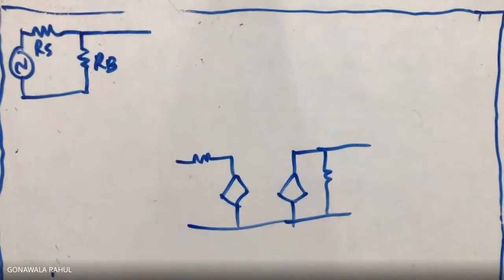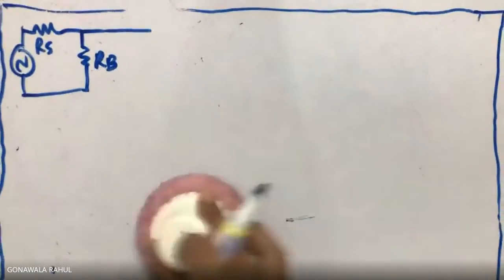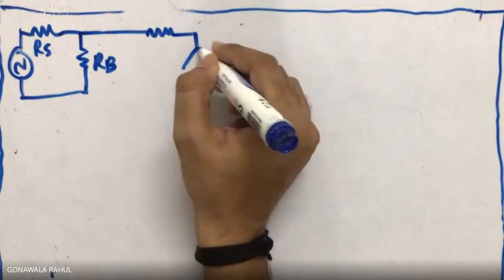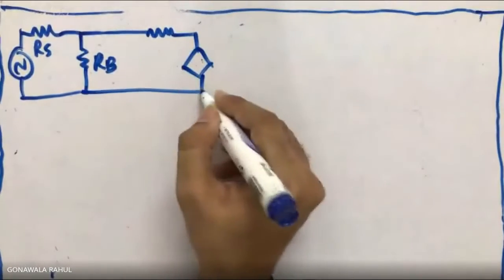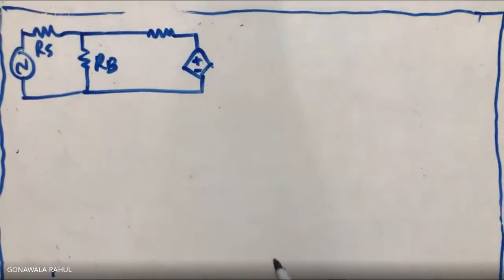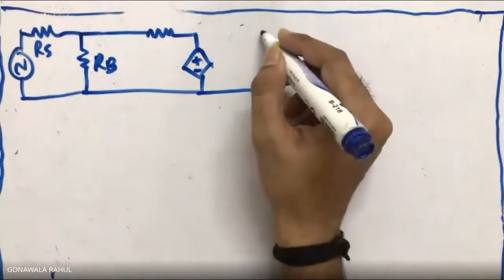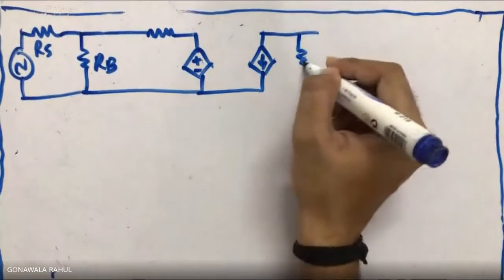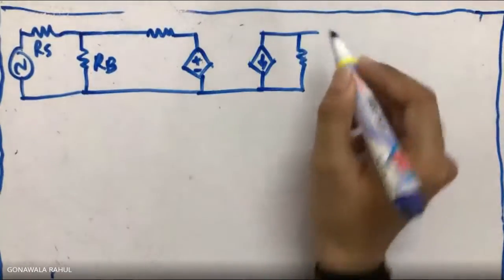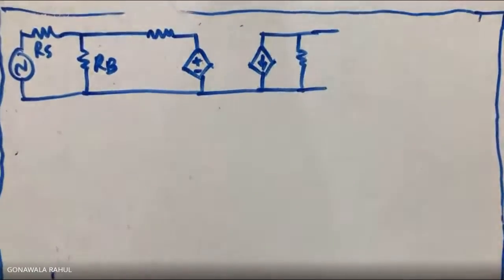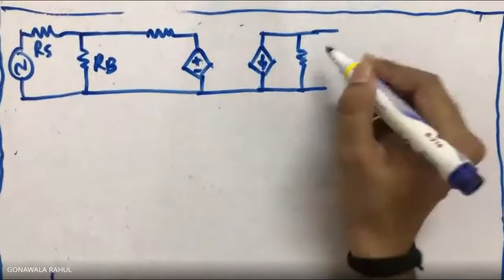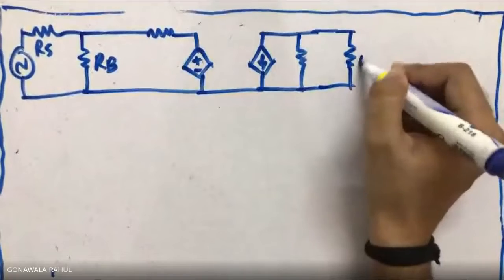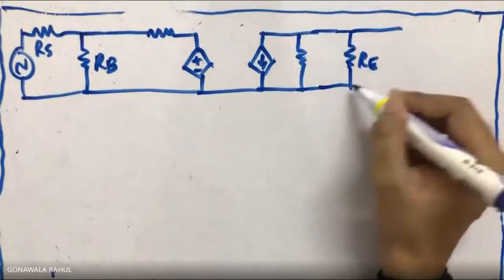Okay, this circuit will be added here. So I am drawing that. First we have a resistor, then we have a dependent voltage source, then we have a dependent current source, and then we have an admittance. After this we have RE, we have RL.